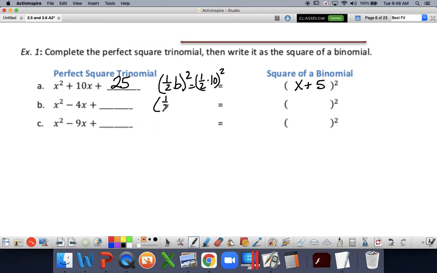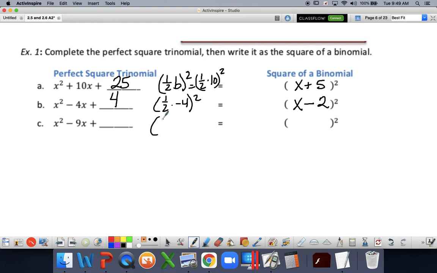I'm going to take half of negative 4 and square it. Well, half of negative 4 is negative 2, and negative 2, the quantity squared, is positive 4. So x squared minus 4x plus 4 is the same thing as, taking half of this b value, x minus 2, the quantity squared.